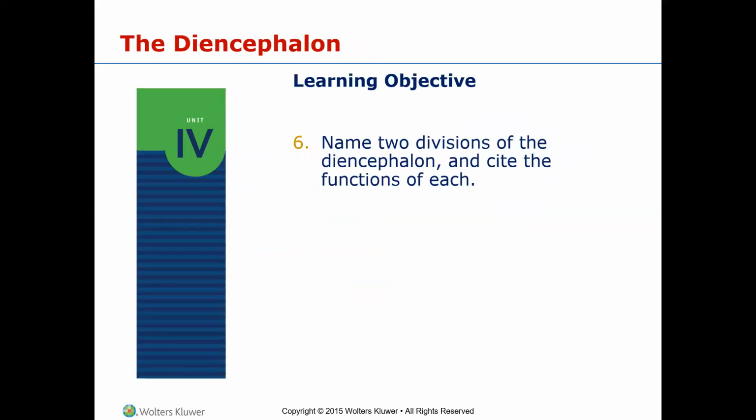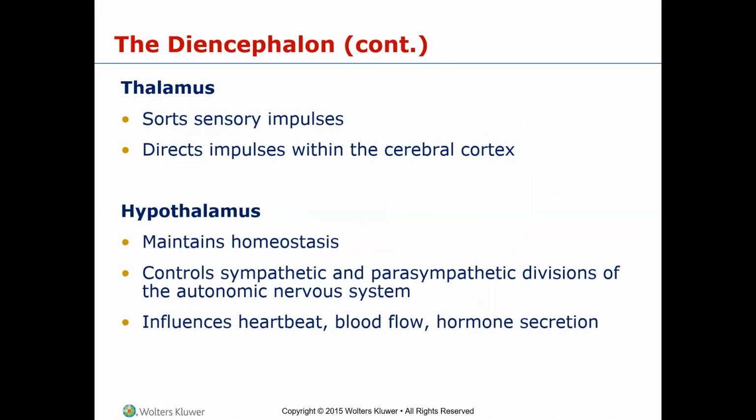The diencephalon, the next section of the brain, has two divisions, and we'll go over their functions. Those two divisions are the thalamus and the hypothalamus. The thalamus is responsible for sensory impulses, and it is like a relay center to send those impulses to the cerebral cortex itself.